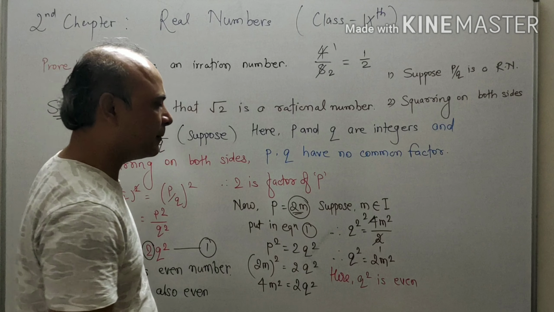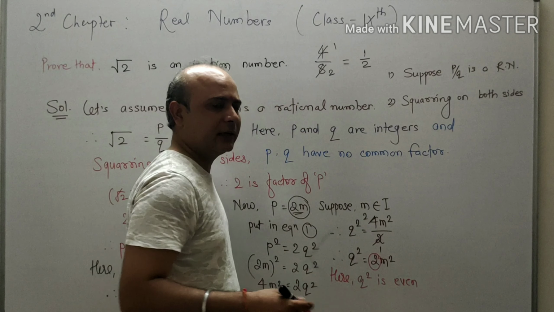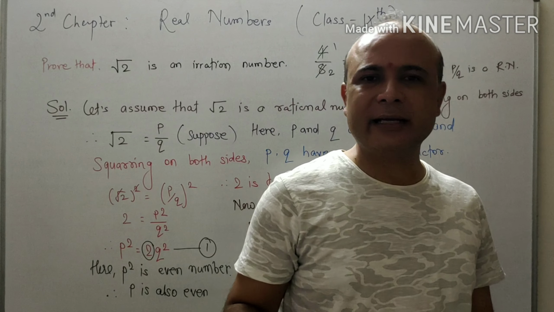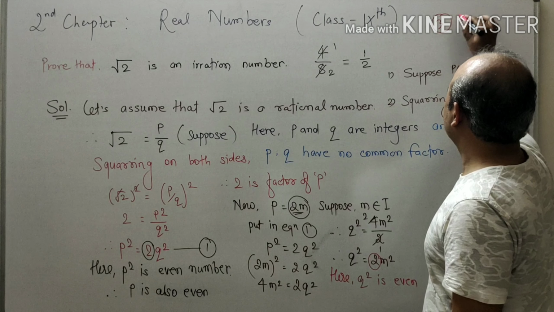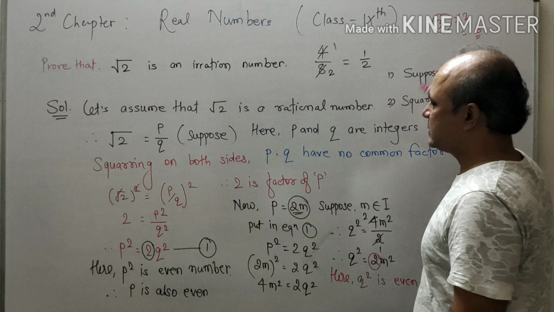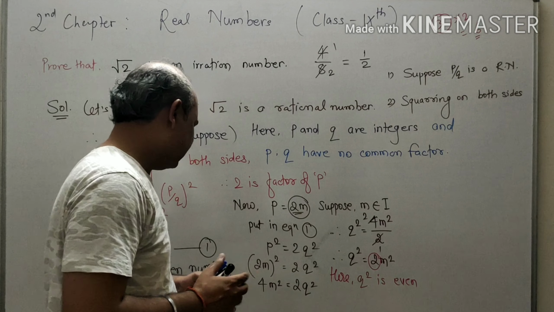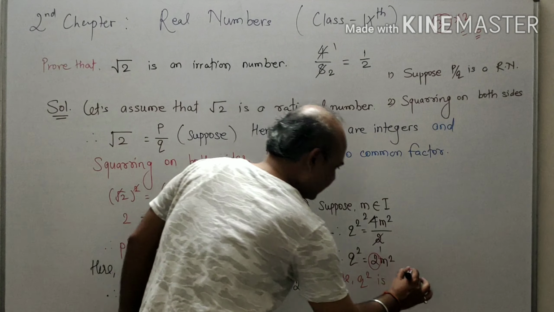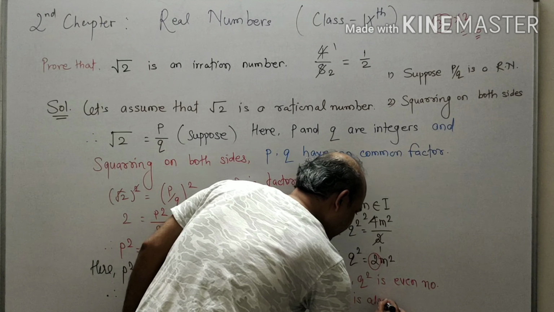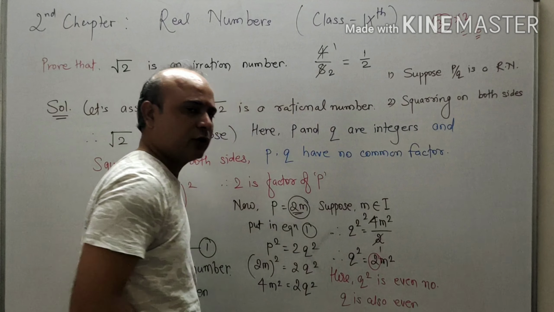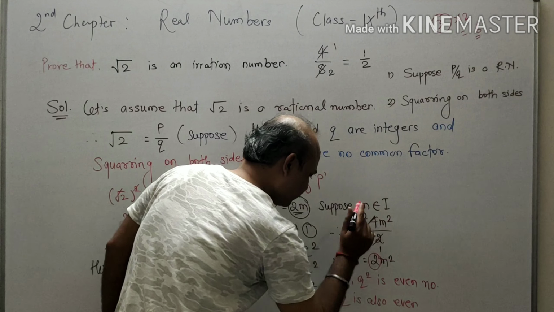Okay student, q square is an even number because q square is a multiple of 2. If you multiply any number by 2, you will get an even number. For example, 3 is an odd number, and when you multiply by 2, what do you get, student? 6. So 6 is an even number. Now student, here q square is an even number. So we can say that q is also even. And then we'll say that 2 is a factor of q.